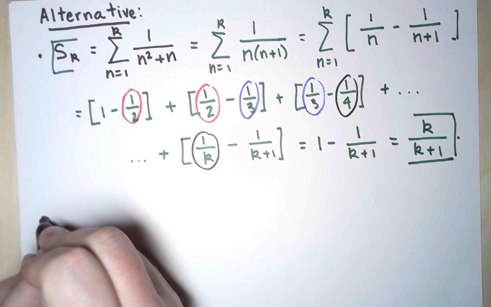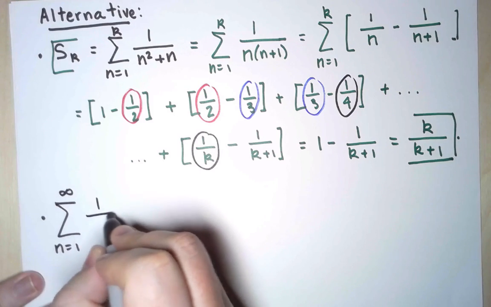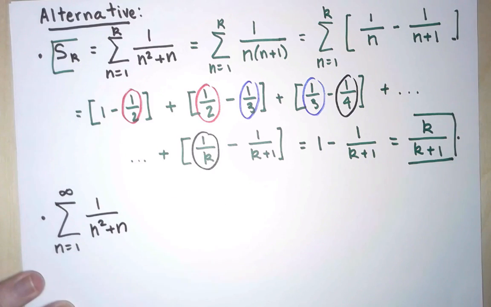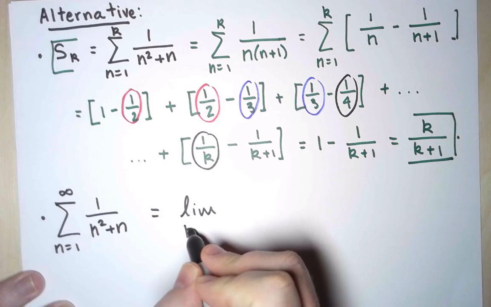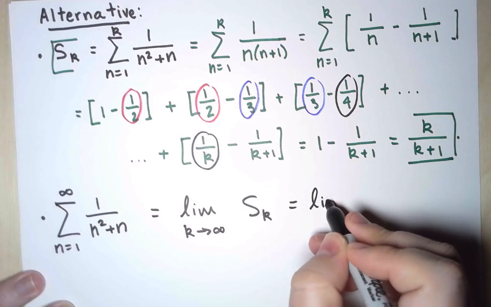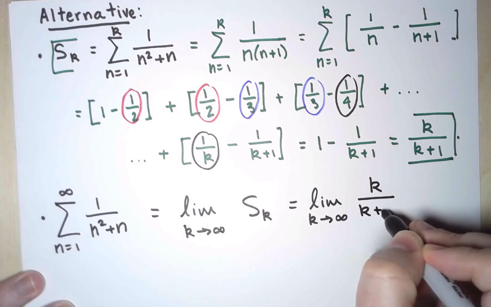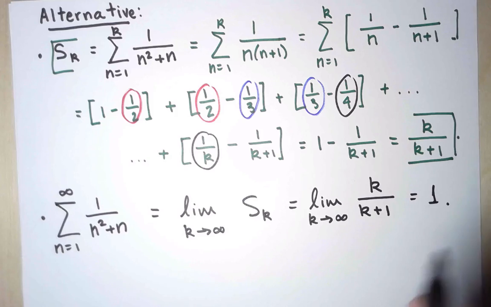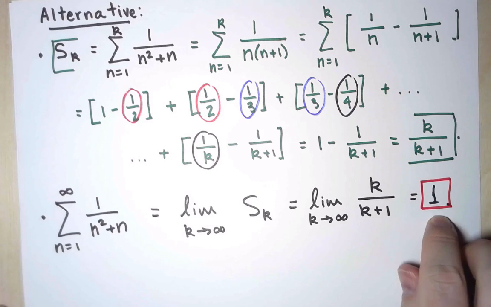Therefore, I can now use the definition of series to calculate the value of the sum of the infinitely many terms. And I know that the original sum of 1 over n squared plus n from n equals 1 to infinity is simply the limit as k approaches infinity of the sum of the first k terms. And since I now have a formula for that, I can compute this limit. It's the limit as k approaches infinity of k over k plus 1, and that is simply 1. So we have concluded directly from the definition that this series is convergent and that it adds up to 1.